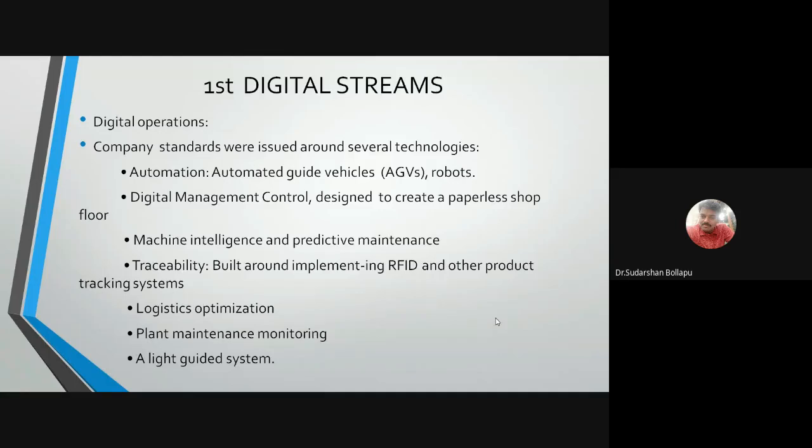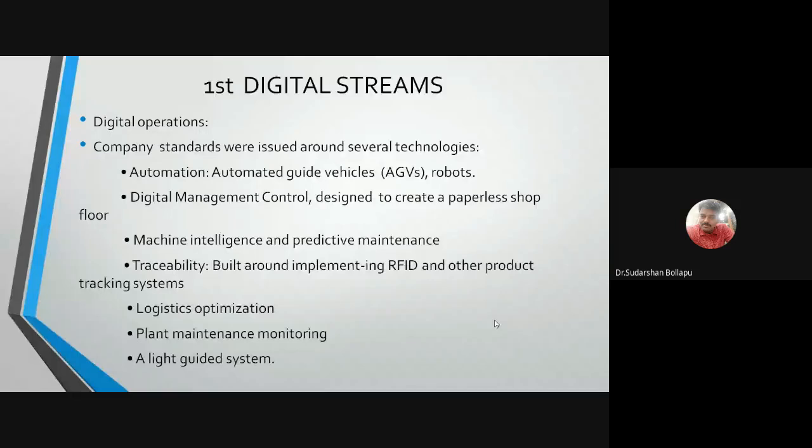So next, traceability built around RFID means implementing RFID and other product tracking systems. First one is logistics optimization, plant maintenance monitoring, and a light guided system. Logistics optimization comprises the transportation. After finishing the product, where can that particular product be transferred? For example, small motors are not suitable for huge products. Whatever the size and shape of the products, the customers can order the product. Then we have to transfer it from manufacturing to the customer.